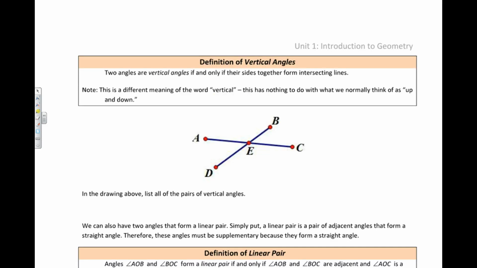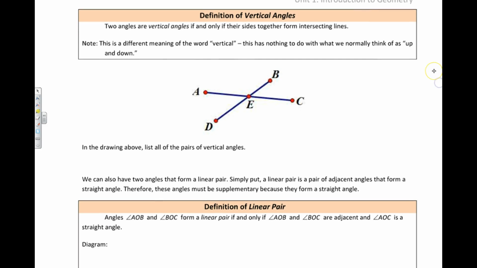Next page. So we would say that two angles are vertical angles if and only if their sides together form intersecting lines. Guys, this is a great thing to throw into your vocab page. This is different from the meaning of the word vertical, which actually has nothing to do with up and down, but it is easy for us to do things with it.